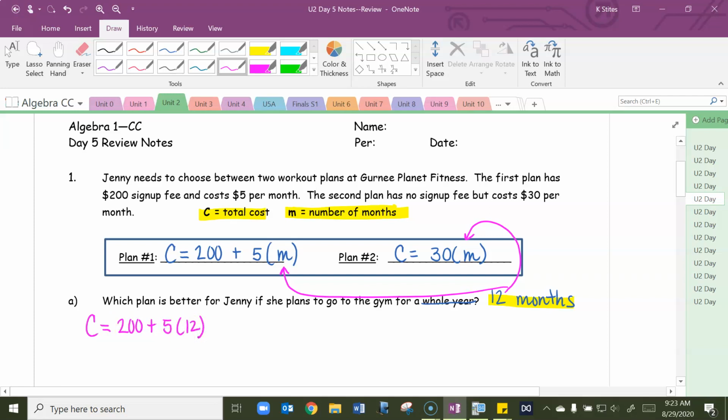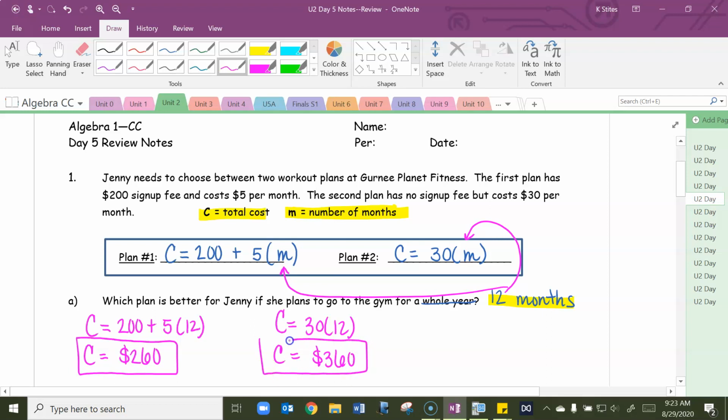So here's the first one. 5 times 12 is 60 plus 200. This is $260 for the first plan. And then plan 2, 30 times 12 is going to be $360. So you guys tell me which plan is better. I would say plan number 1, right? And I would say because it is cheaper by $100. Okay?